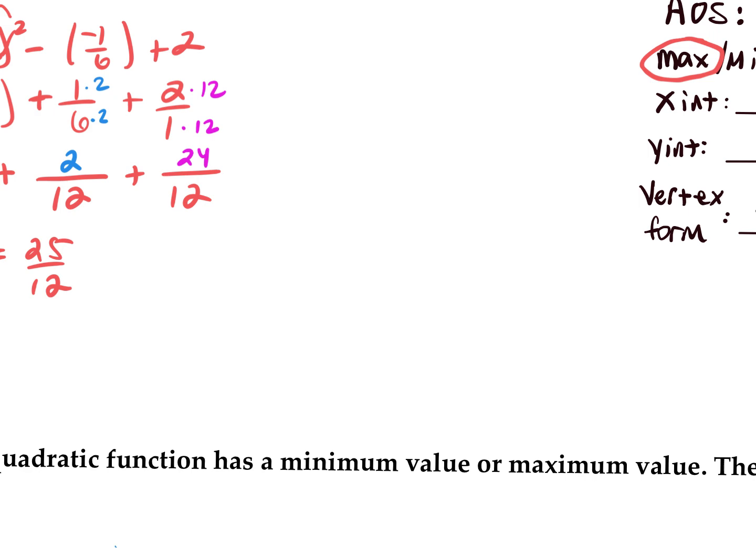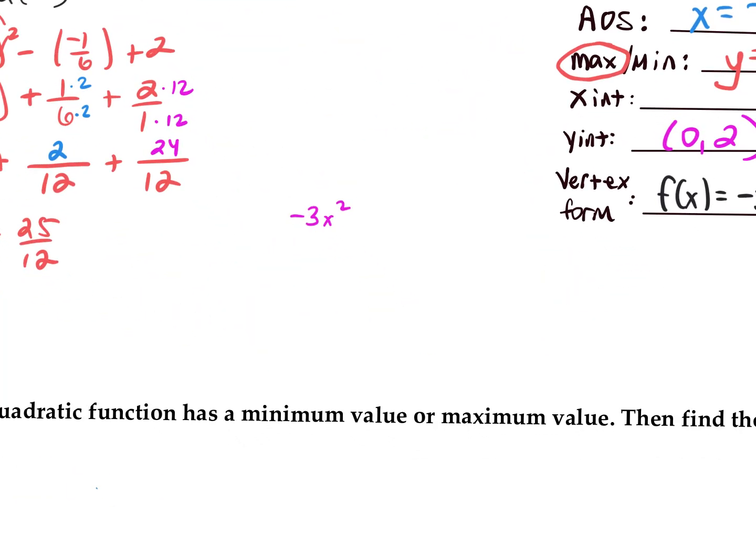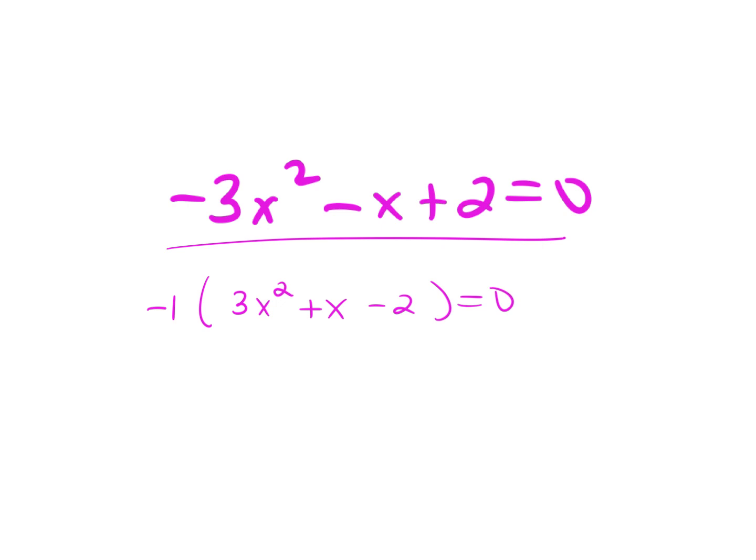Let me move up a little bit. Negative 3x squared minus x plus 2. Did I write that correctly? Okay. Guys, if you lead with a negative, what should you do? Let's factor it out. Let's get rid of that negative. So I'm going to take out the negative 1, and that leaves me with 3x squared plus x minus 2 equals 0. Everybody with me?